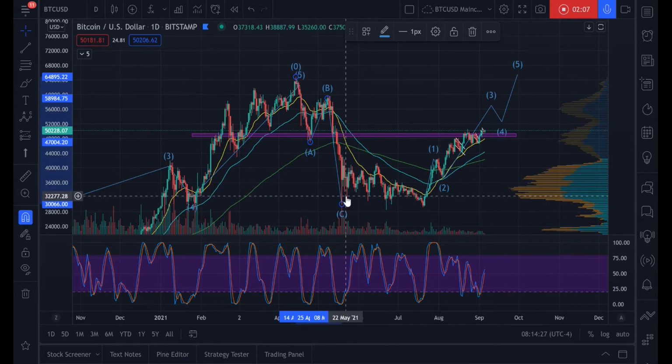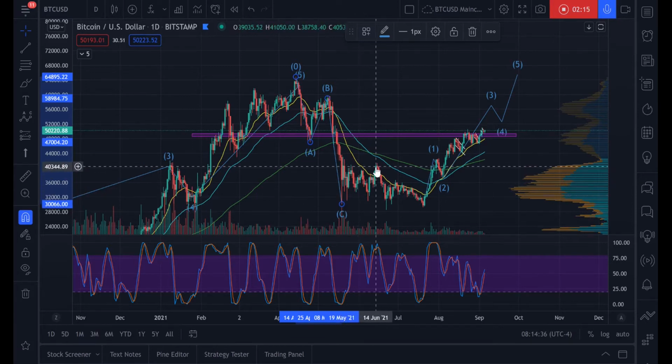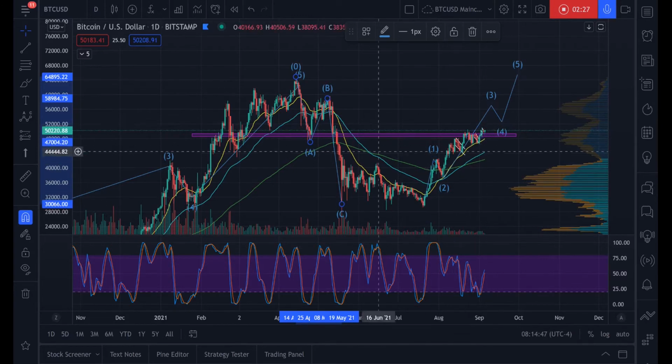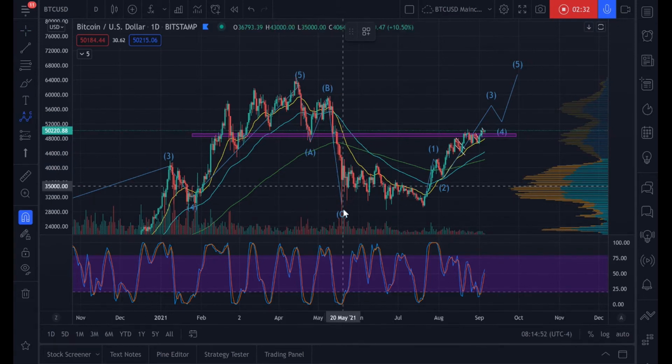I just wouldn't know how to count this, to be honest. What is it? A, B, C. The A wave is supposed to go against the trend, so that would technically be the A. The B is supposed to go against that. And I think this would be it. I'm just playing devil's advocate here, entertaining this.